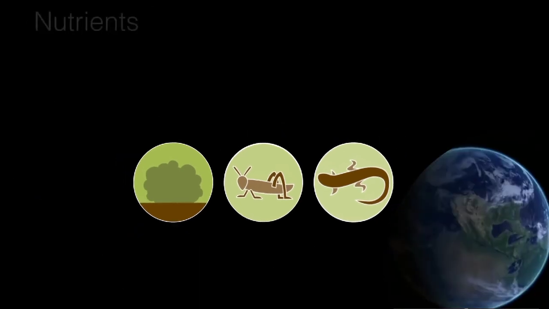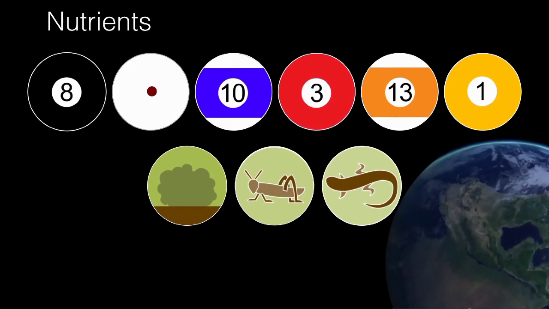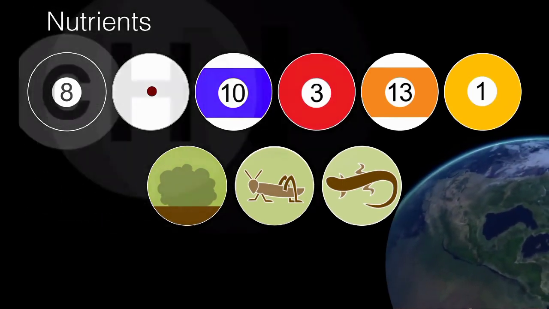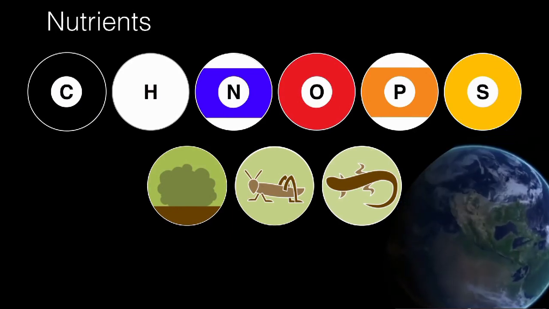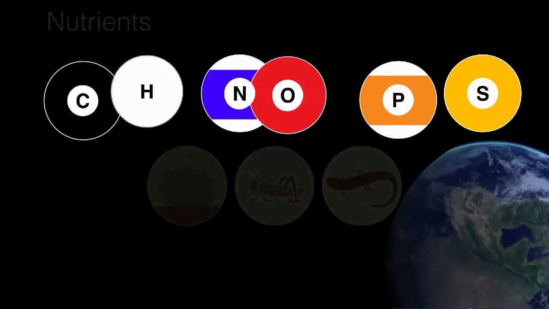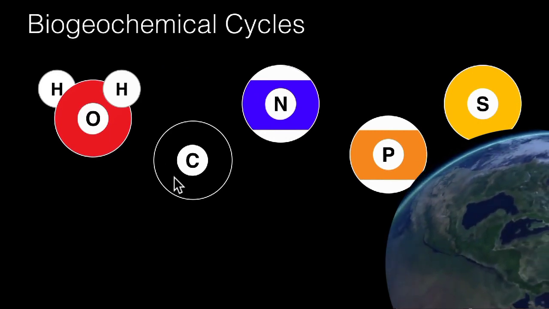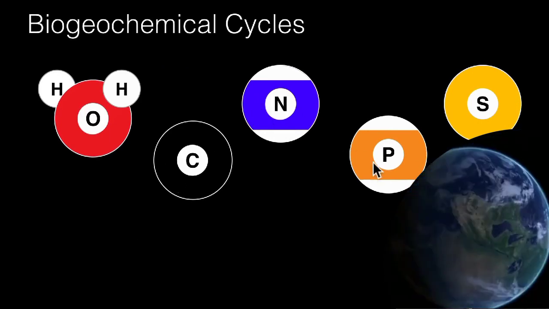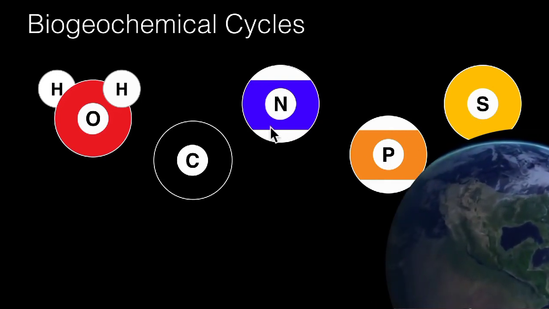And so, what are the nutrients that life needs? What are the billiard balls of life? Well, a good mnemonic is CHNOPS: carbon, hydrogen, nitrogen, oxygen, phosphorus, and sulfur. If we organize that into cycles, we have the water cycle, carbon cycle, nitrogen cycle, oxygen cycle, phosphorus cycle, and sulfur cycle.